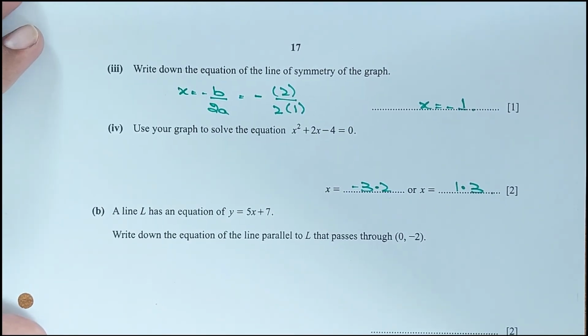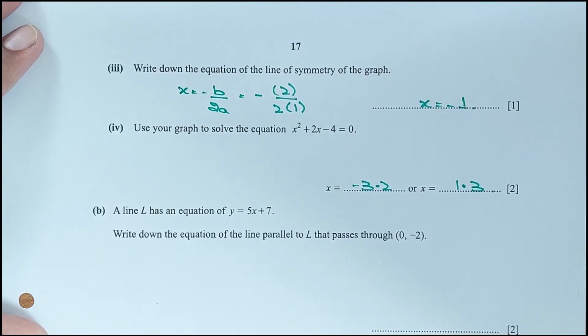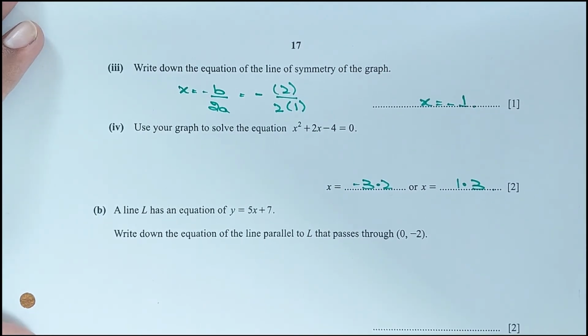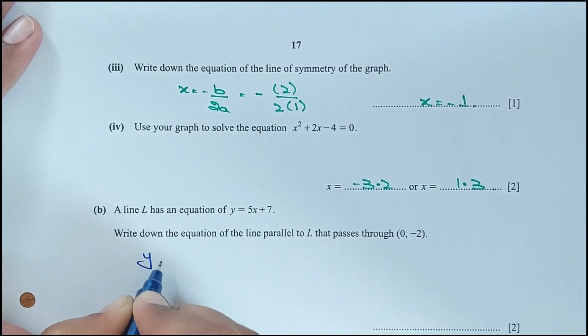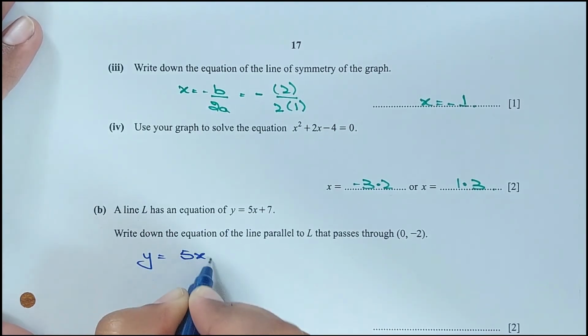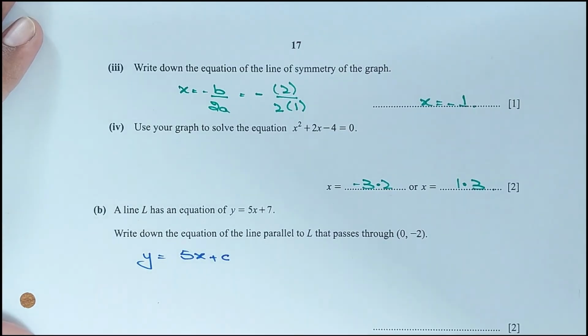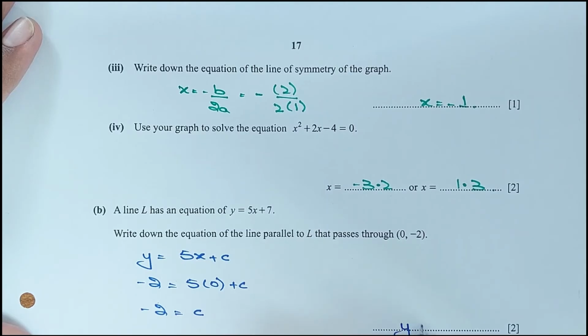All right, a line L has an equation of y equals 5x plus 7. Write down the equation of the line parallel to L that passes through (0, -2). If it is parallel, they have the same slope. y equals 5x plus c. To solve for c, use the point x is 0, y is -2. So -2 equals 5 times 0 plus c. So c is -2, and the line is y equals 5x minus 2.